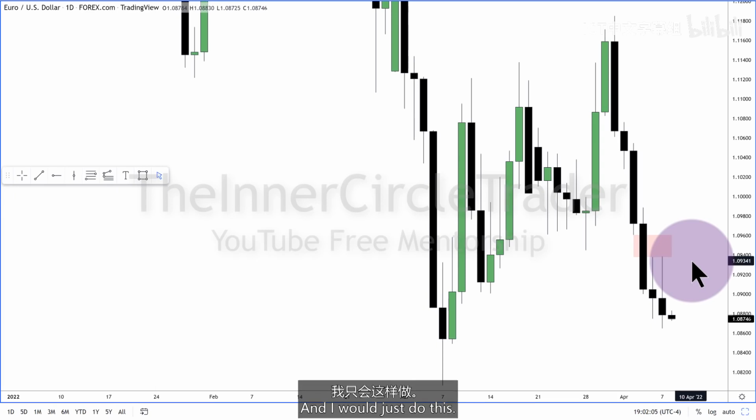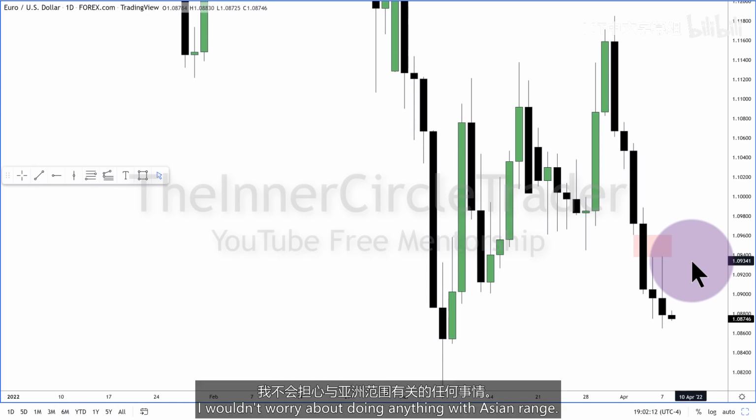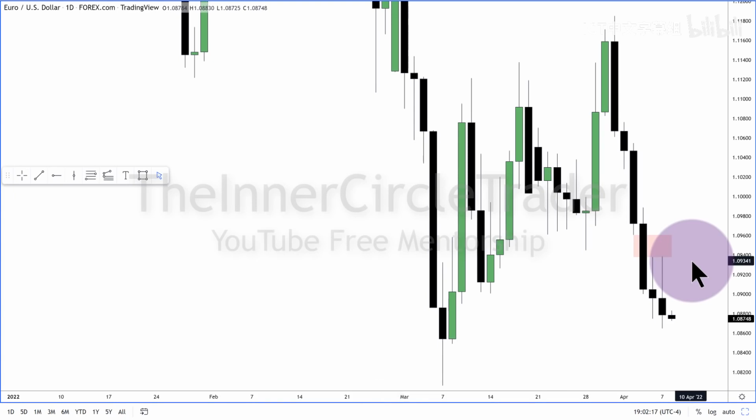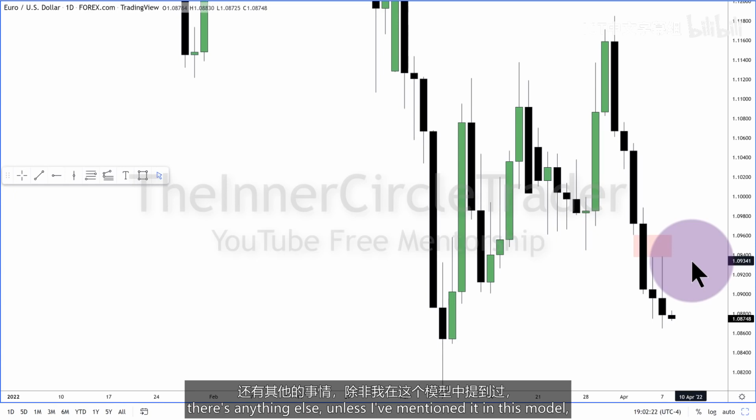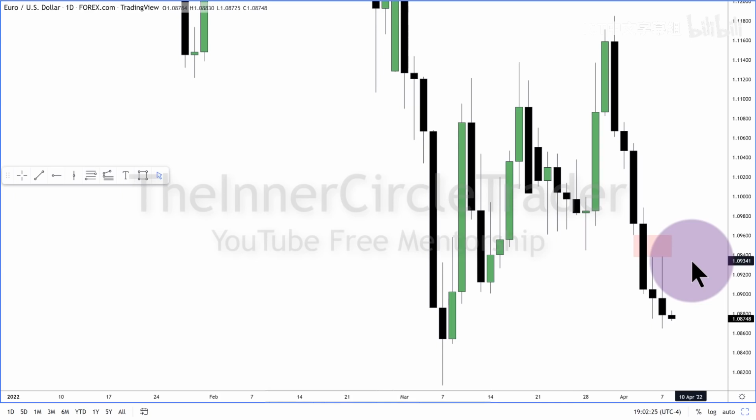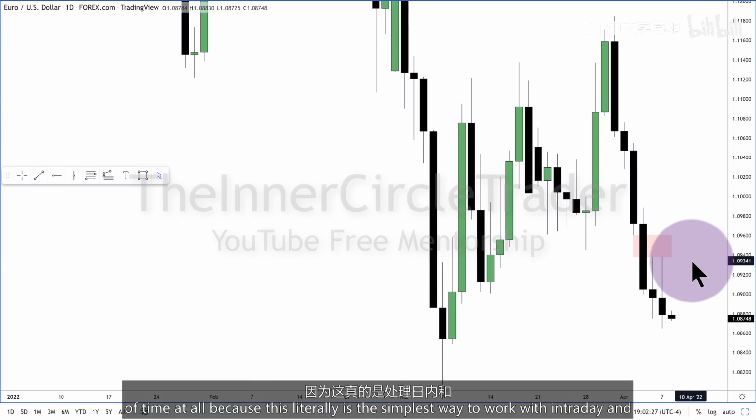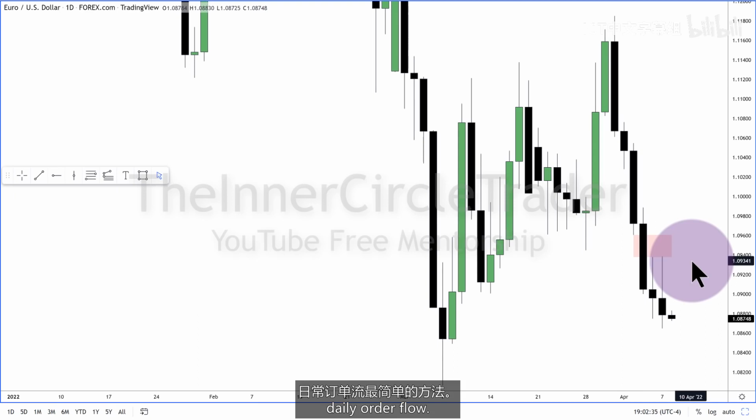that to me is the easiest. And I would just do this. I wouldn't worry about doing anything with central bank dealers range. I wouldn't worry about doing anything with Asian range. Unless I've mentioned it in this model, I wouldn't do any investment of time at all, because this literally is the simplest way to work with intraday and daily order flow. It really is this simple.